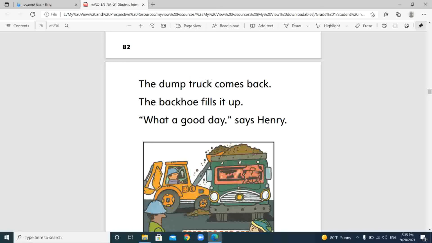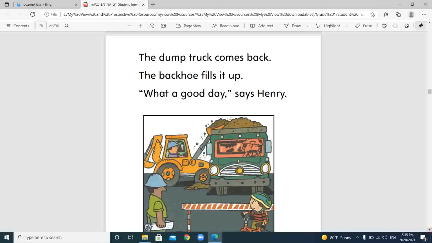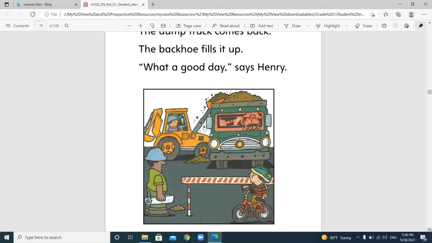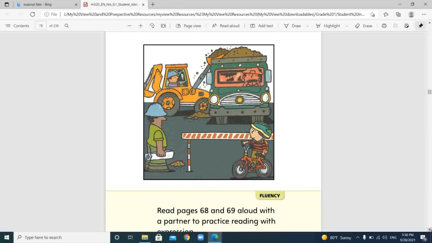The dump truck comes back. The backhoe fills it up. What a good day, says Henry. So Henry continues to watch all the men use all these machines to see what all these machines can do. One can dig, one can fill up, one collects, one can carry things using a hook. So he says, what a good day. He enjoys seeing everything during his bike ride around his block.